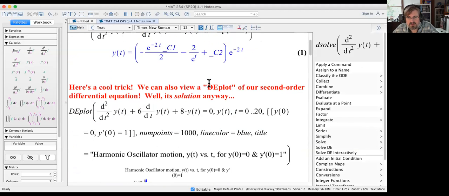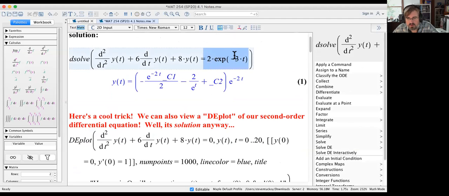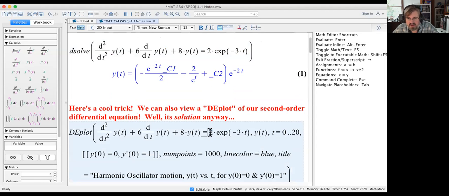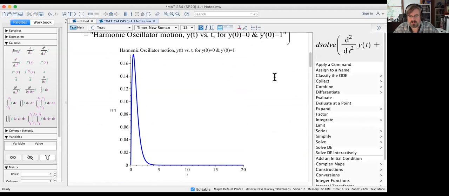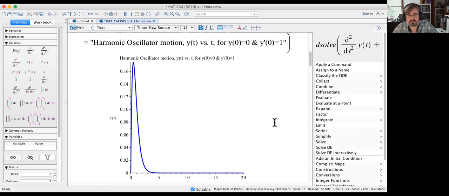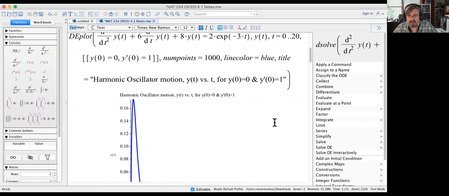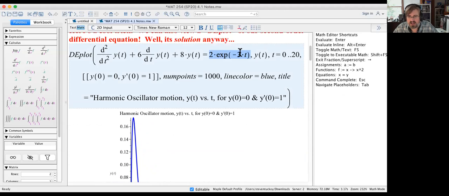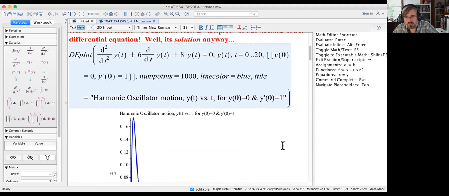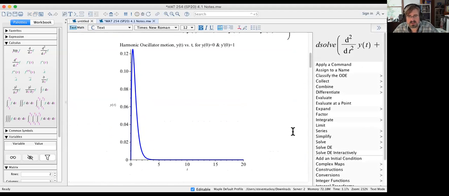If I wanted to, I could throw that same 2 times e to the -3t in there, and you'll see what happens. Our new solution looks like this. You're like, wow, that's pretty much the same thing, isn't it? Well, not quite. Before we had something that started at 0 and reached a height a little over 0.12, and then it kind of died out by the time t got to about 5.